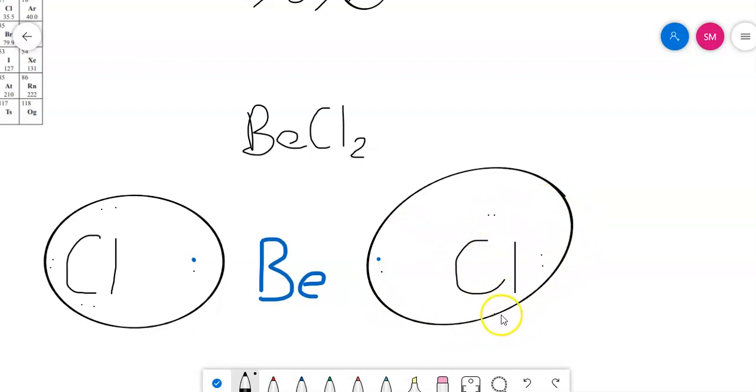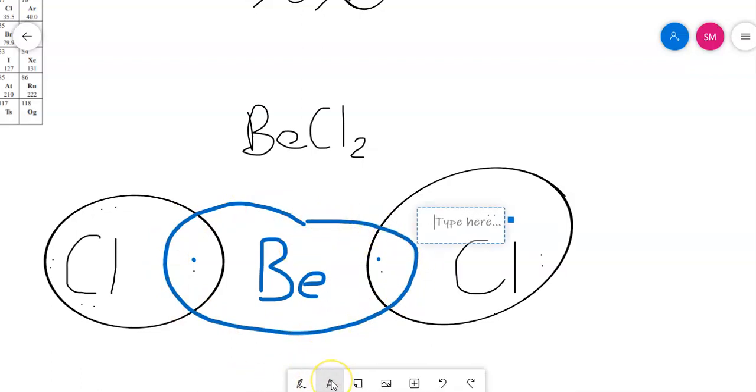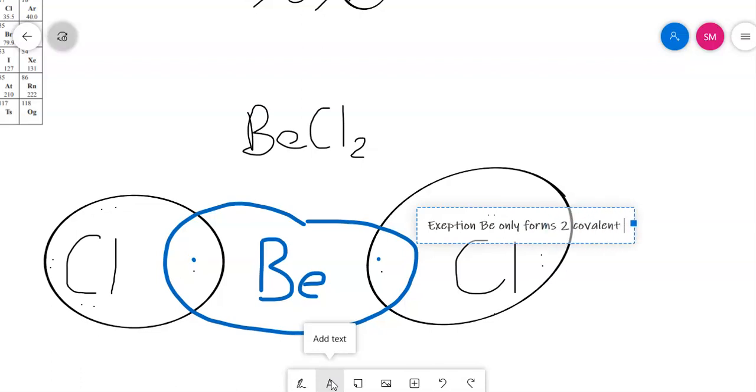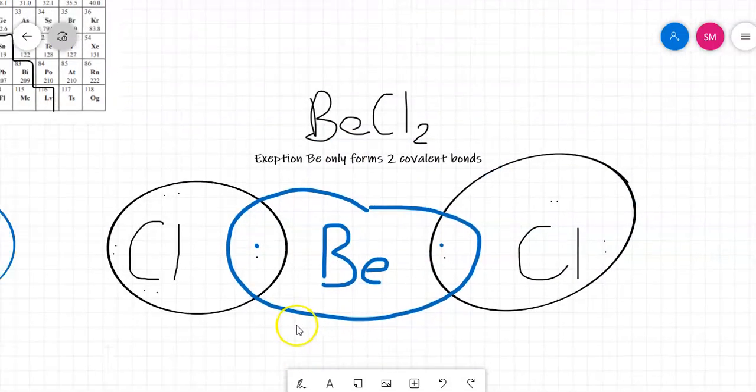1, 2, 3, 4, 5, 6. There's a second one there. 7, 8. And then the same with this chlorine. Whereas beryllium only has 4 electrons in its outer shell. And so this is actually, we need to remember this is fine. This is an exception: beryllium only forms 2 covalent bonds. So it only needs those 4 electrons. So beryllium is fine like that.